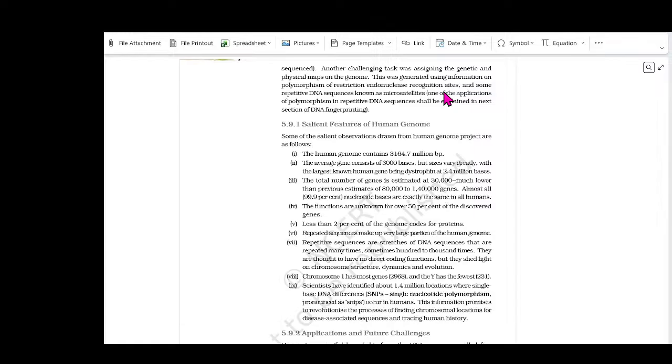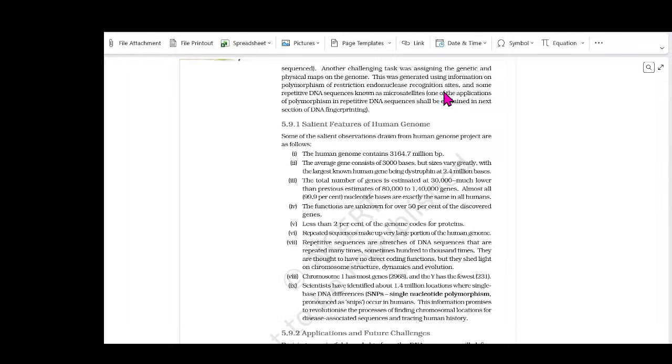So, the salient features of Human Genome Project. Some of the salient observations drawn from Human Genome Project are: human genome contains 3164.7 million base pairs. The average gene consists of 3000 bases, but sizes vary greatly, with the largest known human gene being dystrophin at 2.4 million bases. The total number of genes is estimated at 30,000, much lower than previous estimates of 80,000 to 140,000 genes. Almost all nucleotide bases are exactly the same in all humans.